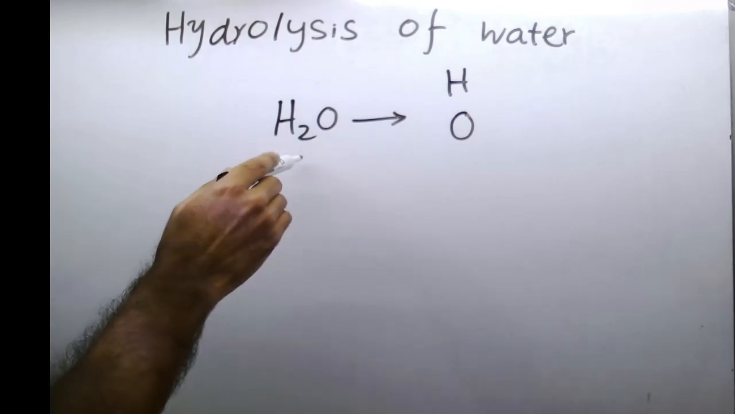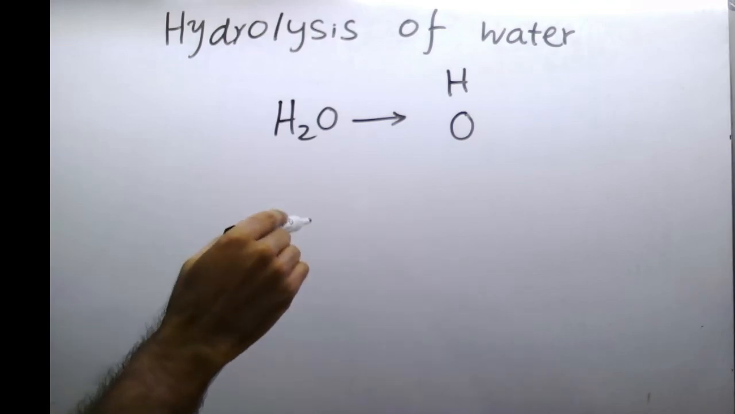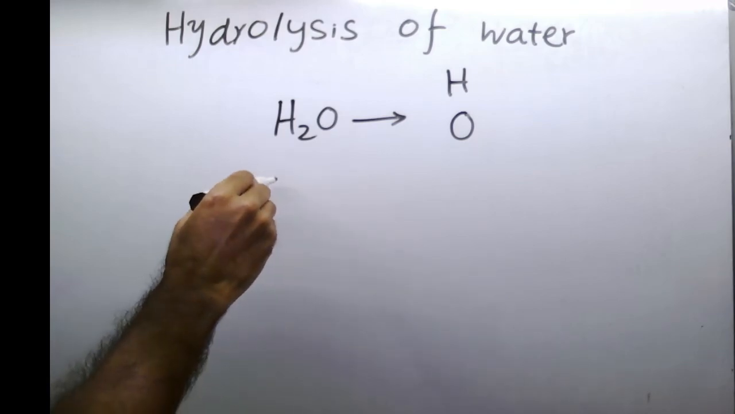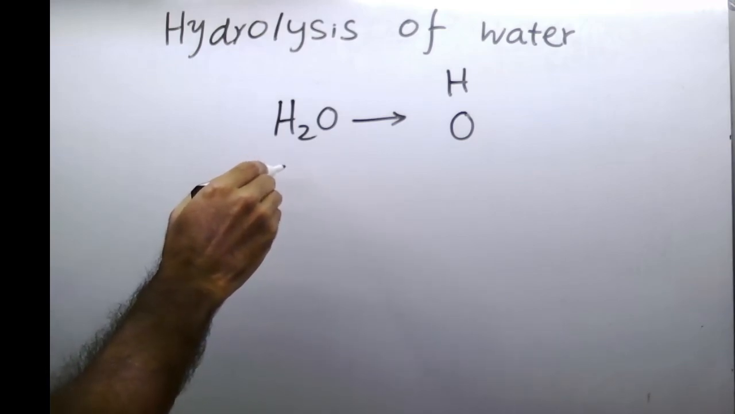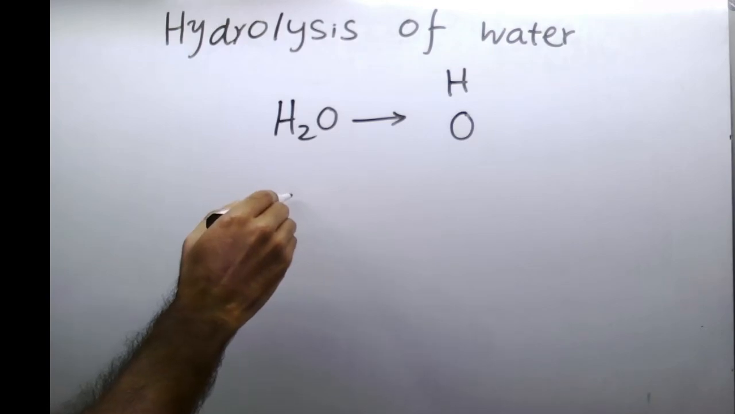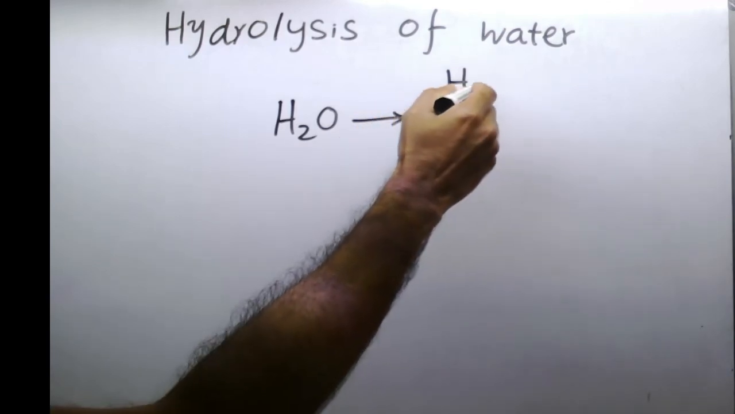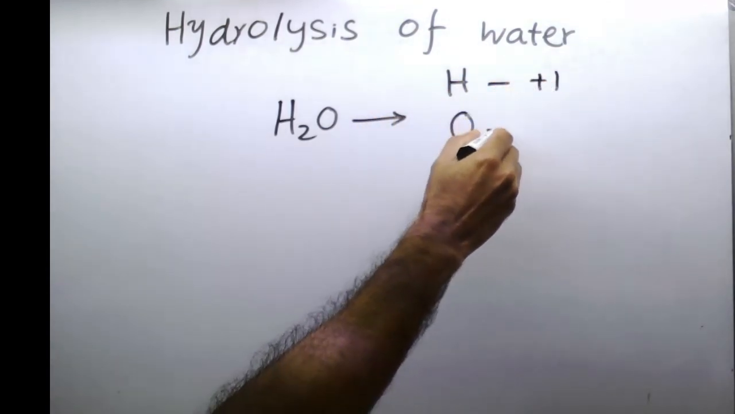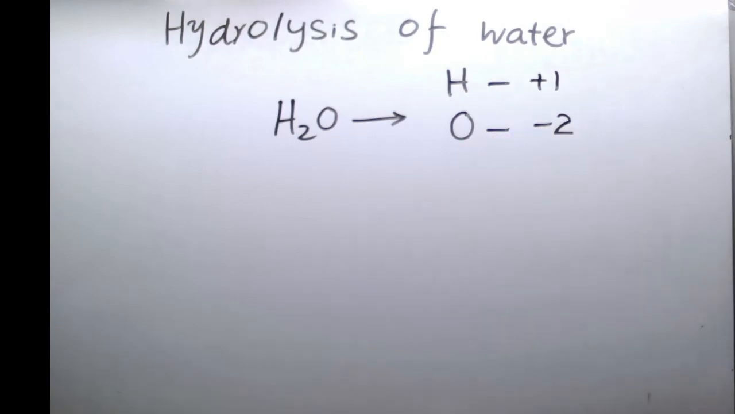First, we will identify the oxidation number of water. There are two atoms, hydrogen and oxygen. Hydrogen is +1, oxygen is -2. Because oxygen is more electronegative than hydrogen, oxygen will get its default oxidation number -2, then hydrogen should occupy +1.